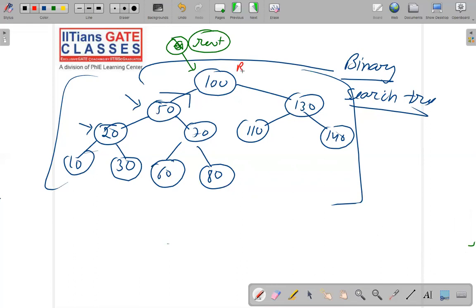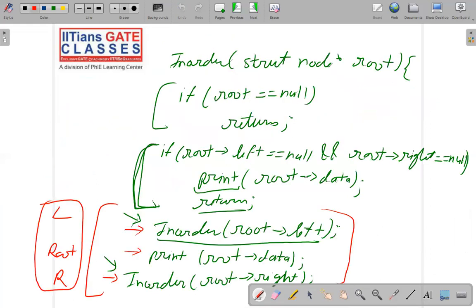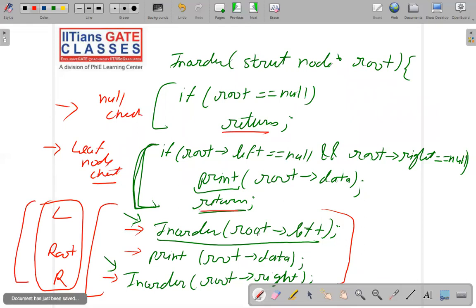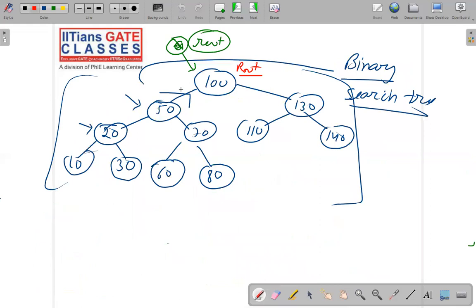So we are at the root now. We'll pass this pointer. And both of these conditions, this is the null check, this is the leaf node check. If those 2 conditions are not satisfied, we go recursively into the left subtree and the right subtree in this order: left, then print root, then go into the right subtree. Okay, so here this is not null.